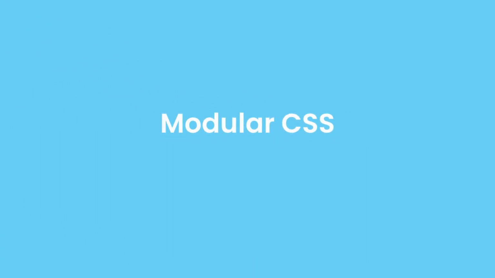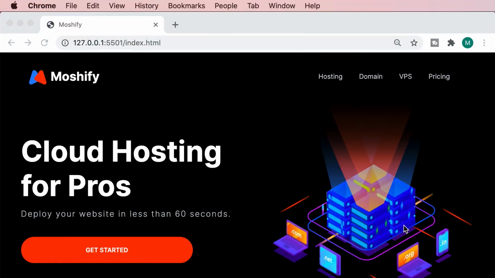In the second part of this series, we talked about modular or component-based CSS. The idea of modular CSS is to break down a page into a bunch of reusable components and then compose those components together to build a complex layout. So here's the page we're going to build.